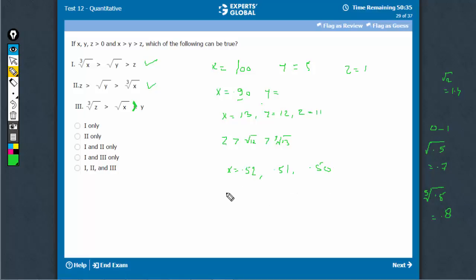Cube root of z would be approximately 0.8, which would of course be greater than square root of 0.5, which is 0.7, and which would be greater than y itself, which is roughly 0.5. So this is also possible. This is a difficult question, but there's a lot to be learned from this particular question. Please watch this video closely until you are sure of this concept. This concept is very, very important on GMAT.